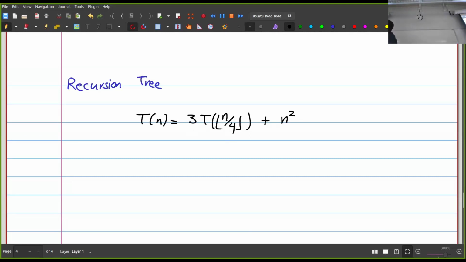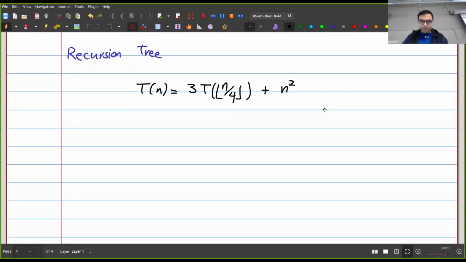Okay, any guesses? Well, if you know the master theorem, which we're going to talk about later on, you can actually solve this. But let's say I just want to figure out a guess. So I can just start with creating a tree.